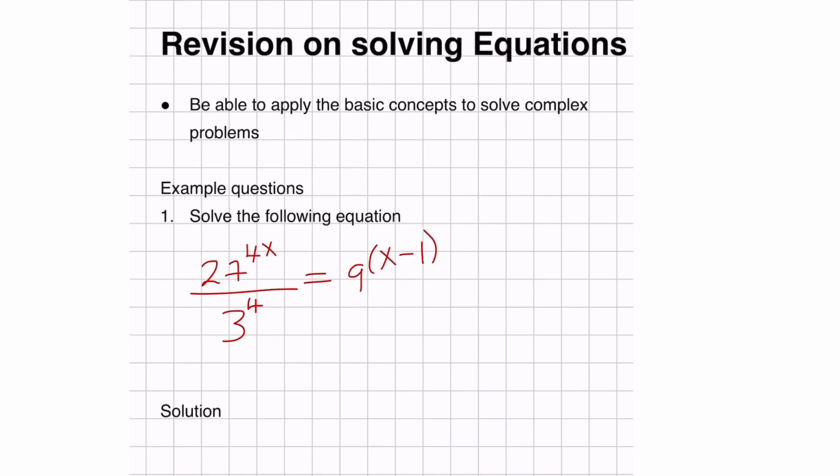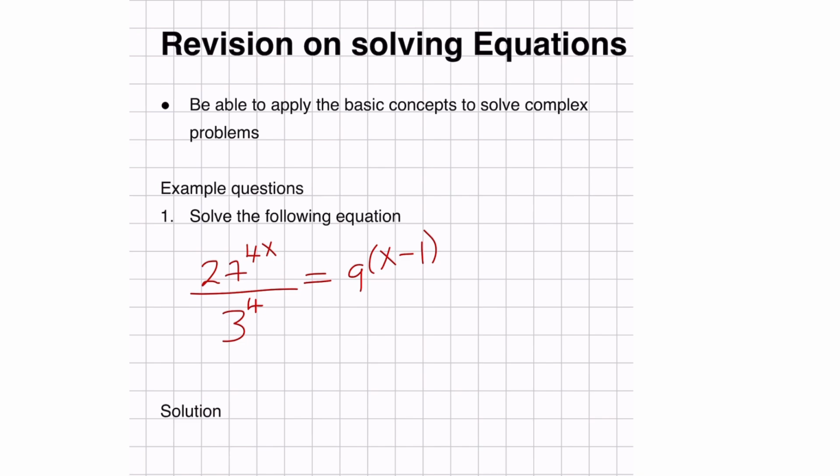So I've got a question here that is saying solve the following equation, and it's saying 27 to the power of 4x over 3 to the power of 4 equal to 9 to the power of x minus 1 in brackets. When solving this problem, as usual, it's very important for us to recognize what kind of an equation this is. What is it that we are supposed to do?